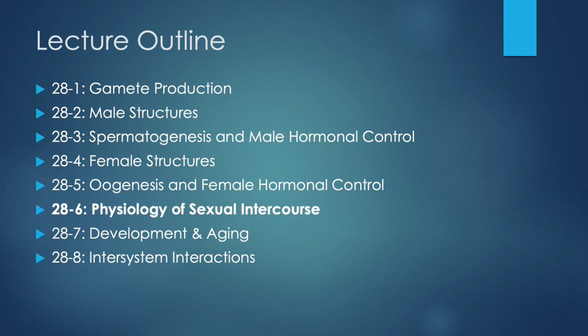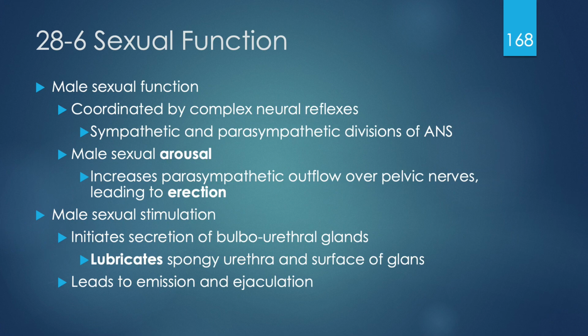Now let's look at section 28.6, the physiology of sexual intercourse. The autonomic nervous system controls both the male and the female reproductive systems, and sexual intercourse is defined as when semen is introduced into the female reproductive tract. So male sexual function will be coordinated by complex neural circuitry and reflexes, which includes both the sympathetic as well as the parasympathetic divisions of the autonomic nervous system.